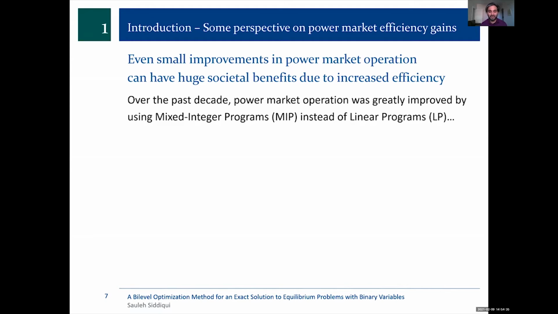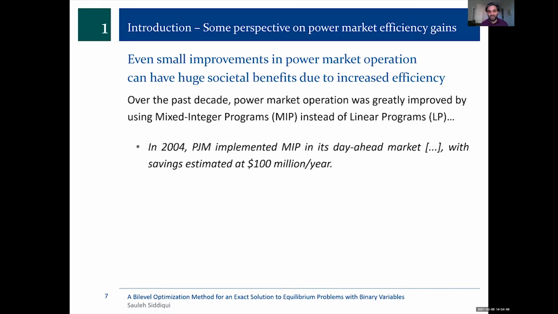You can't really operate a power plant at any level. There are minimum operating and maximum operating constraints that go into power plants that make this an integer problem as opposed to a continuous problem. So over the last decade, they've actually started shifting from linear to mixed integer, and they've saved a lot of money. In 2004, PJM implemented its mixed integer program in its day-ahead market, and they estimated that just by shifting from linear programs to mixed integer programs for their operations, they saved about $100 million a year, just by that small change.